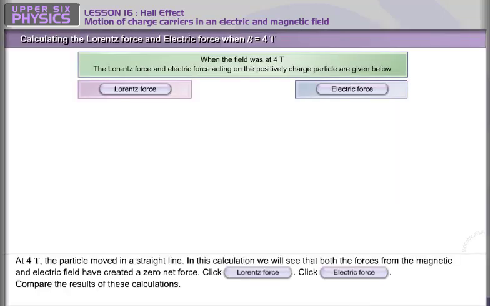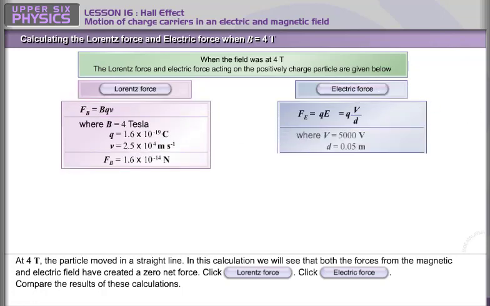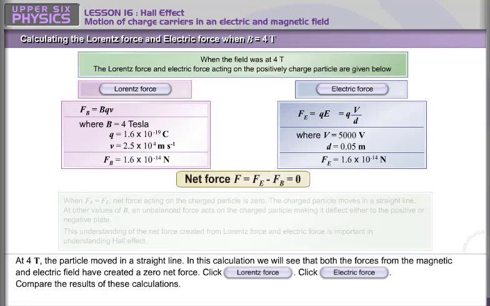At 4 Tesla, the particle moved in a straight line. In this calculation, we will see that both the forces from the magnetic and electric field have created a zero net force. Click the Lorentz force button. Click the electric force button. Compare the results of these calculations.